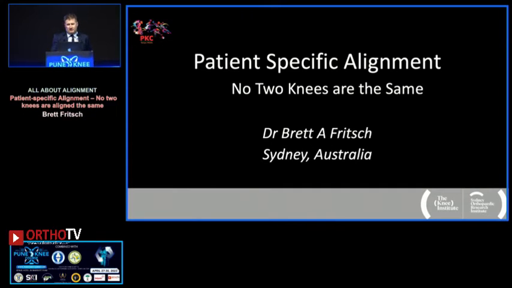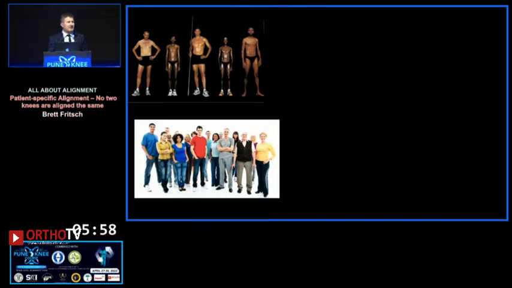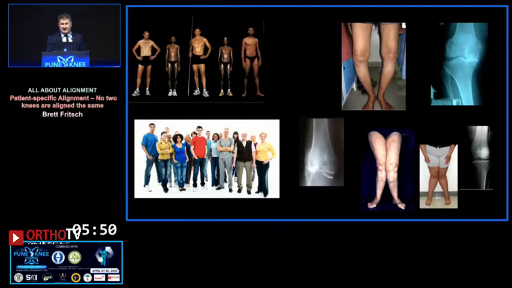And I was tasked with talking about patient-specific alignment, starting with the concept that no two knees are the same. So before I start, just look to your left and look to your right. And do the people on either side of you look exactly the same? I'd be surprised if they do, and their knees are not going to look exactly the same.